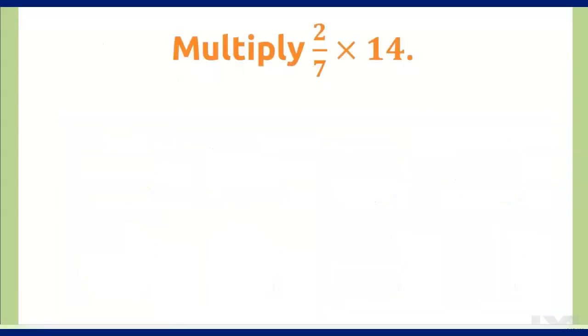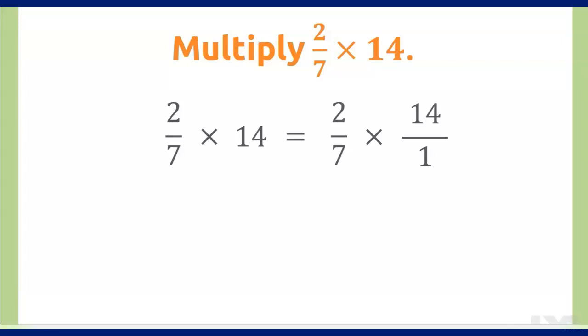Here we are multiplying 2 sevenths times 14. We can start by writing the whole number as a fraction. This becomes 14 over 1. So we have 2 over 7 times 14 over 1. Now we can multiply the numerators together and the denominators together. 2 times 14 equals 28, and 7 times 1 is 7. So we have 28 over 7. Lastly, we can simplify the fraction 28 divided by 7, which is 4. So that's our final answer.